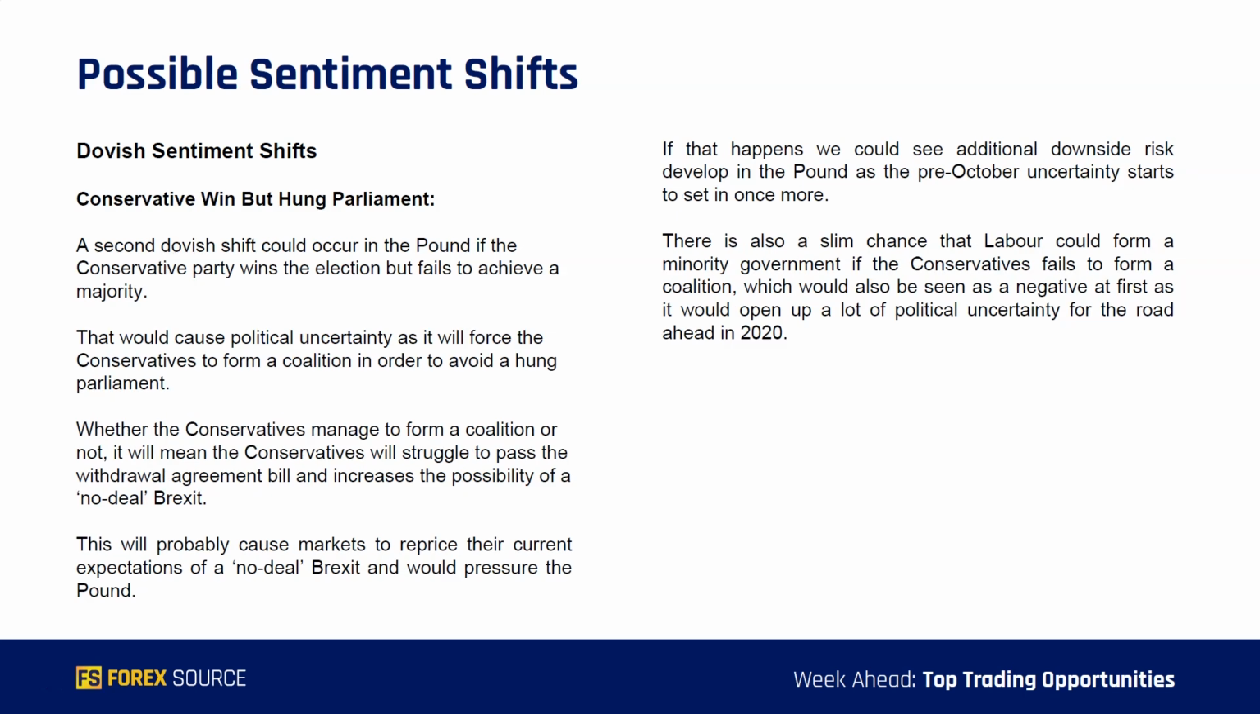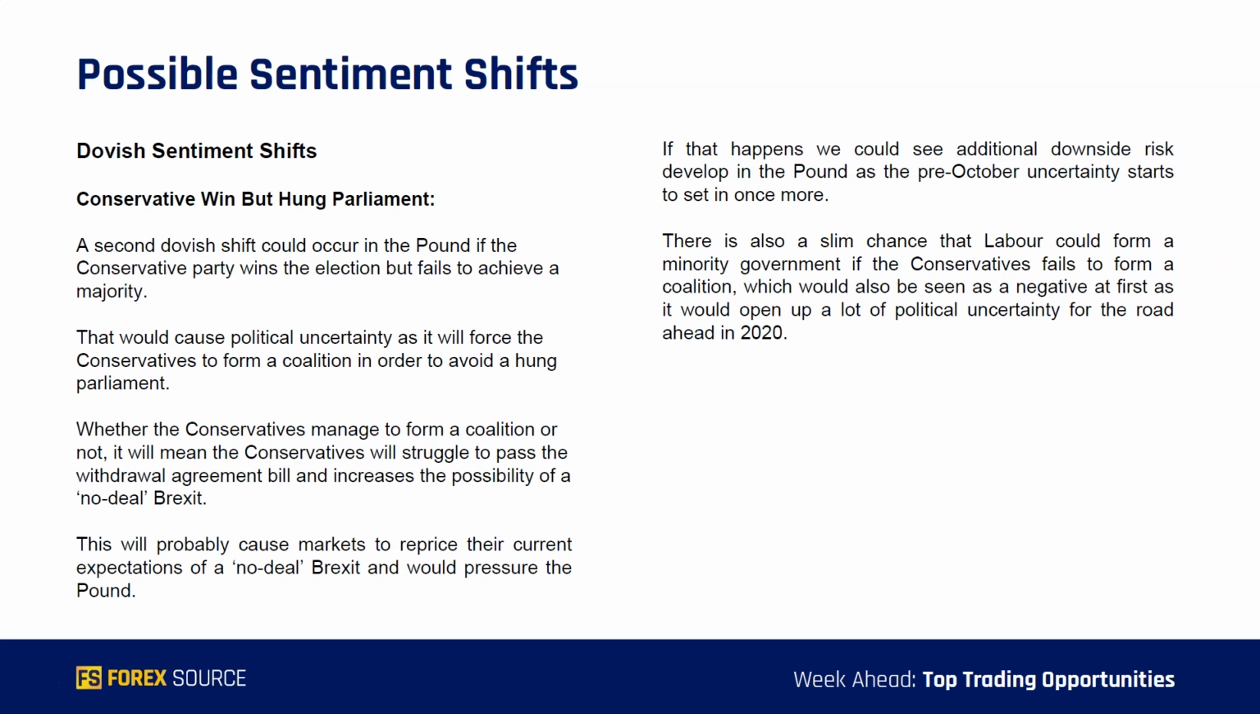Then a second dovish shift could occur in the pound if the Conservative Party wins the election, but they fail to achieve that majority. Now, that would cause political uncertainty, and it would probably force the Conservatives to try and form some form of coalition in order to avoid another hung parliament. Whether the Conservatives manage to form a coalition or not, it will mean that they will struggle to pass the withdrawal agreement bill, and that also increases the possibility of a no-deal Brexit once more. That will probably cause markets to start to reprice their current expectations for an orderly Brexit, and to start pricing in the possibility of a no-deal Brexit, and that would pressure the pound in the short term.